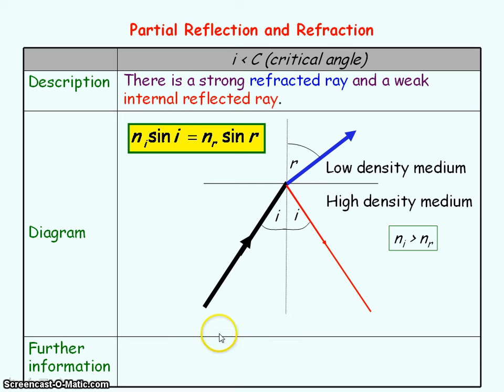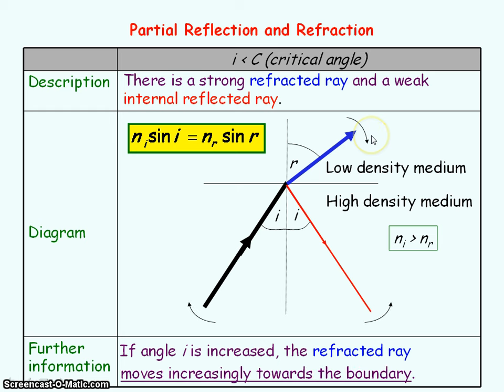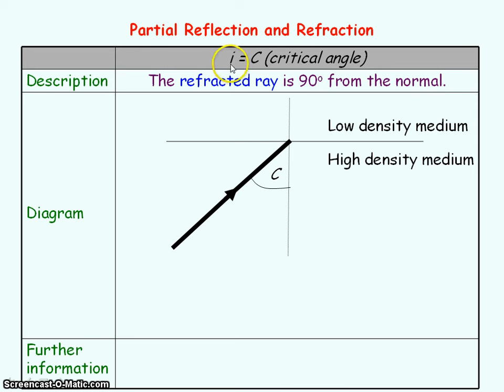Now, if we was to increase the angle of incidence, then the refracted ray will move increasingly towards the boundary. So when the angle of incidence equals the critical angle, then the refracted ray will be 90 degrees from the normal, that is along the boundary, and you'll have the internally reflected ray.